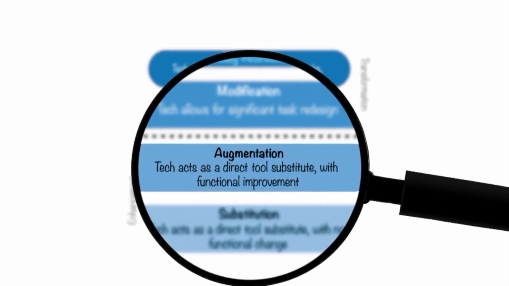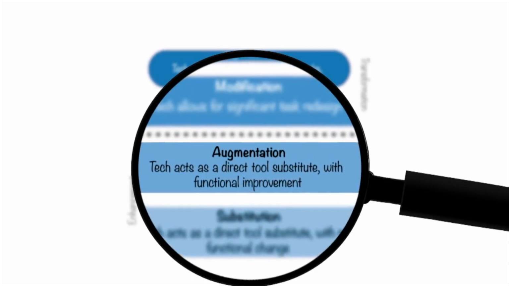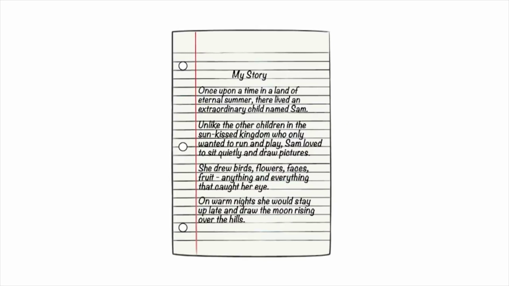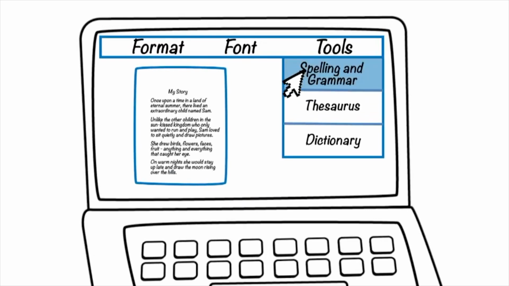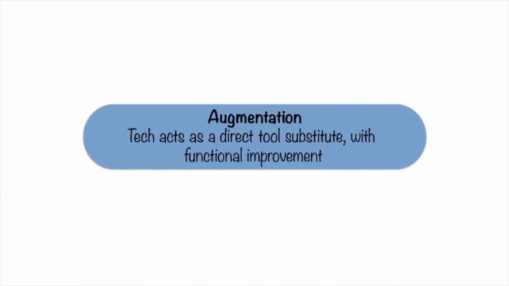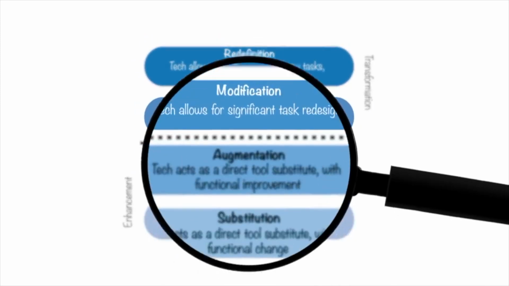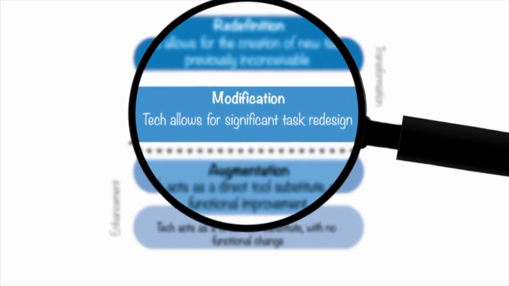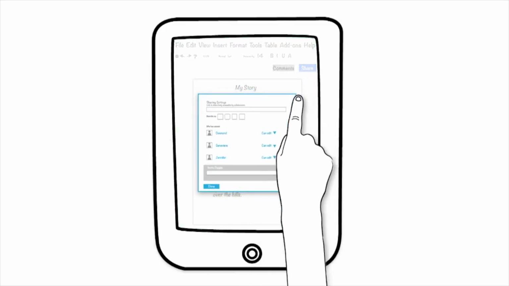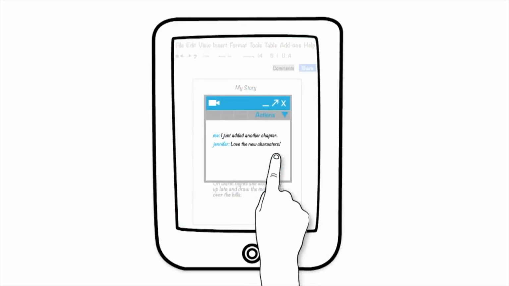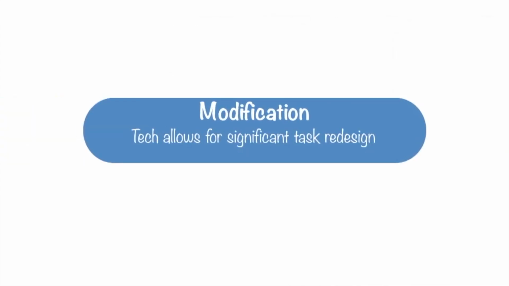In augmentation, technology still substitutes, but with some functional improvement. What if you took the same creative writing assignment and had students use a word processing program? They could use features such as spell check and tools for formatting. Again, the story writing task is the same, but the technology augments it with enhanced productivity. In modification, technology should allow for significant task redesign. Take the same creative writing assignment and have students use Google Docs to write their stories. Students can then share these stories with peers and provide real-time feedback. Here, technology has significantly modified the original task by introducing the benefits of student collaboration.